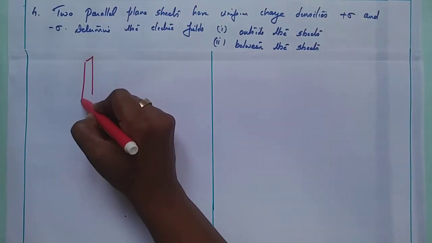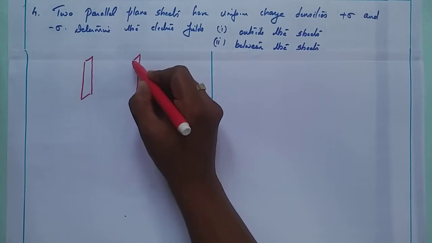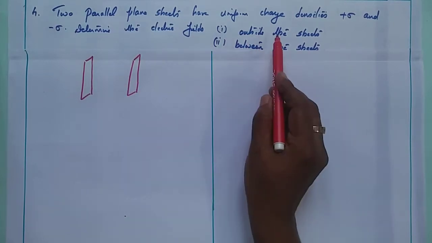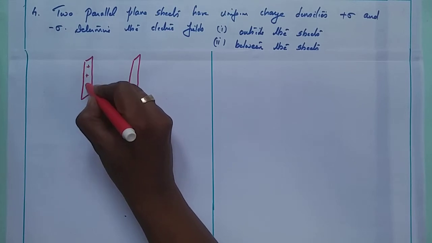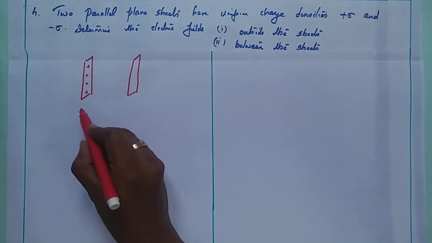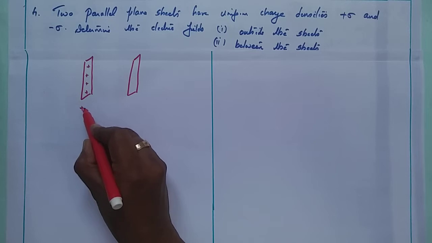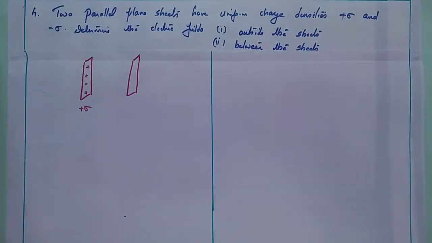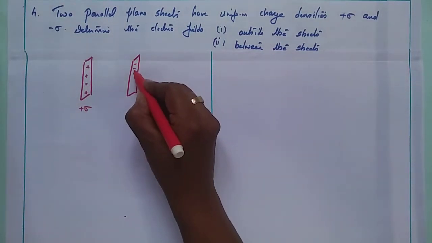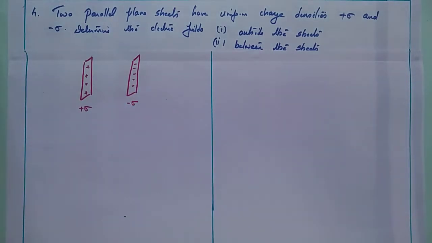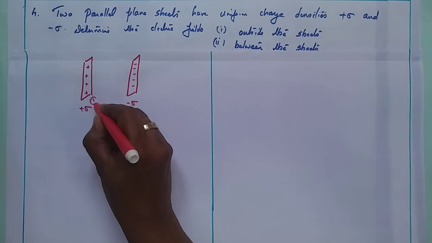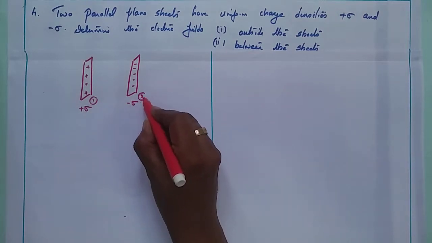So these are the two sheets. According to the question, the two sheets have surface charge densities plus sigma and minus sigma. Plus sigma means here positive charges are uniformly distributed and hence its surface charge density is plus sigma. Here negative charges are uniformly distributed and hence it has surface charge density minus sigma. This is the first sheet and this one is the second sheet.